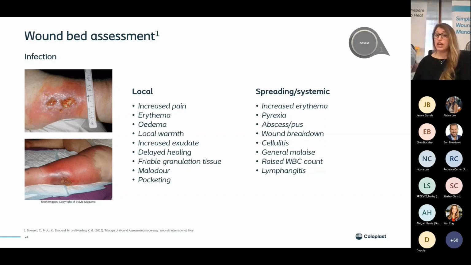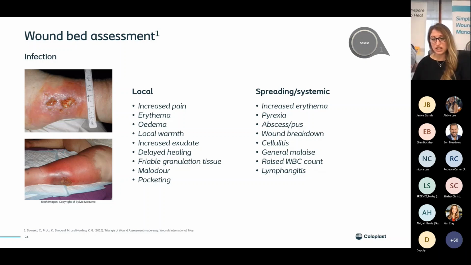So is there any increased erythema, or is there any spreading erythema? Is that redness spreading across that limb or up that limb? Has the patient developed a temperature? Can you see any abscess formation? And is that wound starting to break down? Have you got any cellulitis, particularly in lower limbs? But we can get cellulitis anywhere. But you will have seen, I'm sure, cellulitis in lower limbs.